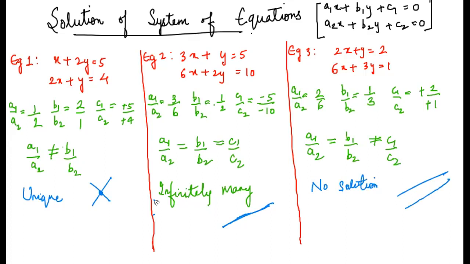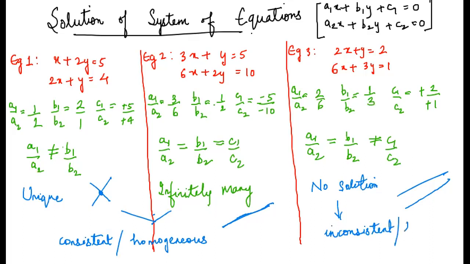So unique and infinitely many solution are known as consistent or homogeneous type, whereas no solution is known as inconsistent or heterogeneous equations.